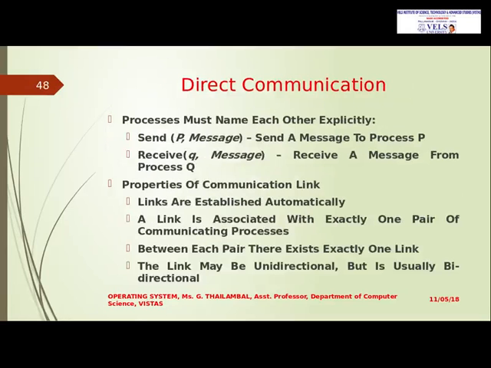And it could be of two types. One is direct communication and another one is indirect communication. In direct communication, links are established automatically, the communication link will be there, and exactly one pair communicates at one time. If process P is communicating with process Q, that means one pair can communicate at a time. And between each pair there exists exactly one link. You cannot give more than one link. The link may be unidirectional, and you can also change it to bidirectional. Unidirectional means only P can send information to Q, and Q cannot send it back. And two commands are used, one is the send command, another one is the receive command.